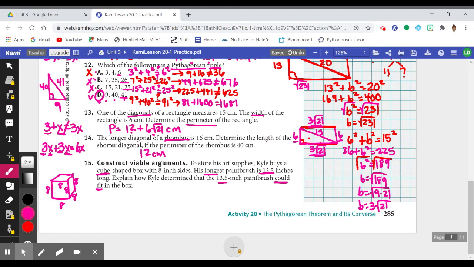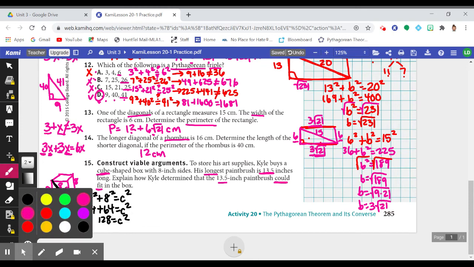Now, might sound easy enough because you're thinking, well, certainly the paintbrush couldn't lay flat here. It's 13.5 inches. But maybe we could figure out that it fits at this diagonal. Maybe I can kind of put it in at the diagonal. So let's start by finding the length of this diagonal, which would be 8 squared plus 8 squared equals the hypotenuse squared. 8 squared is 64. 64 plus 64 is 128.